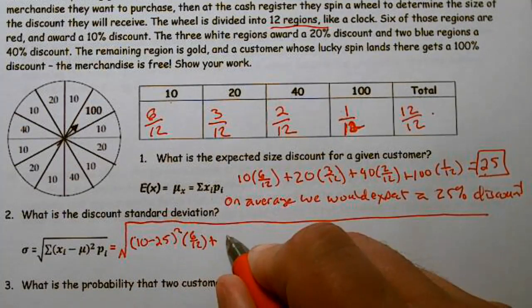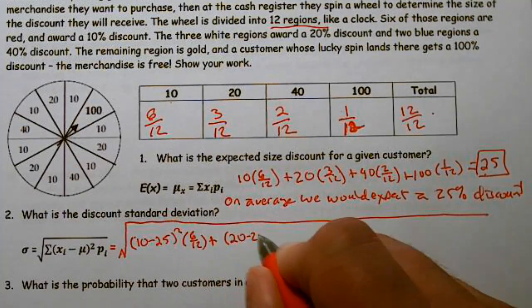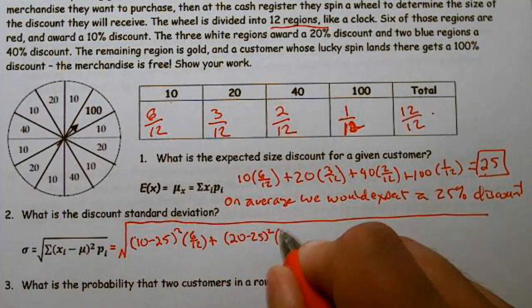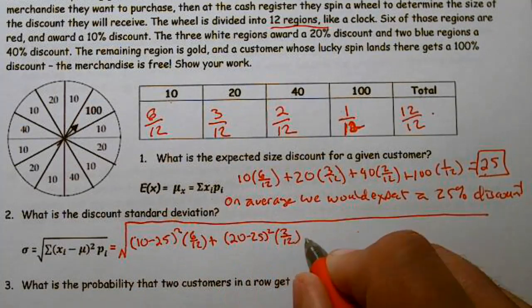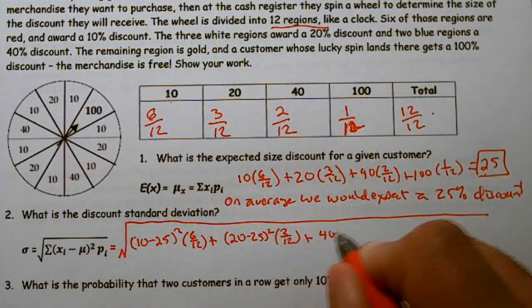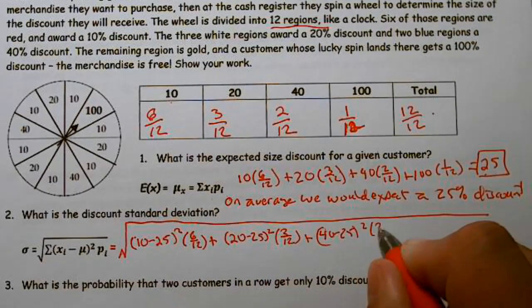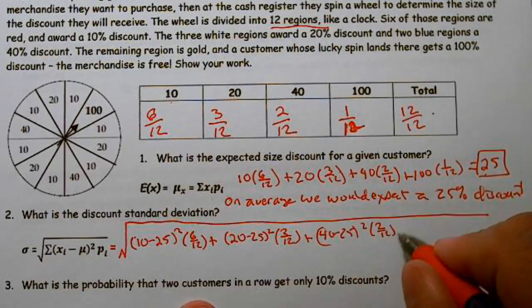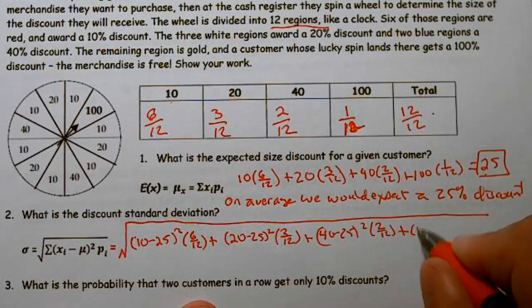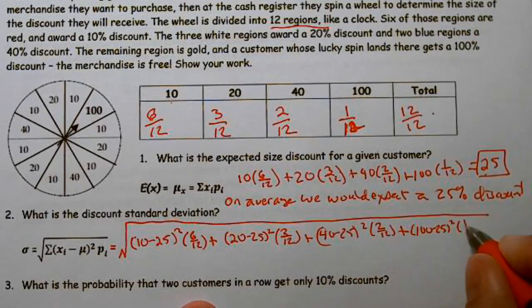Plus 20 minus 25 squared times 3 over 12 plus 40 minus 25 squared times 2 over 12 plus 100 minus 25 squared times 1 over 12.